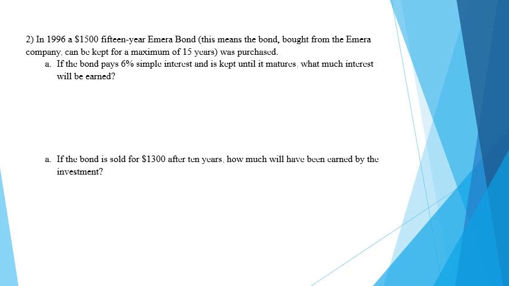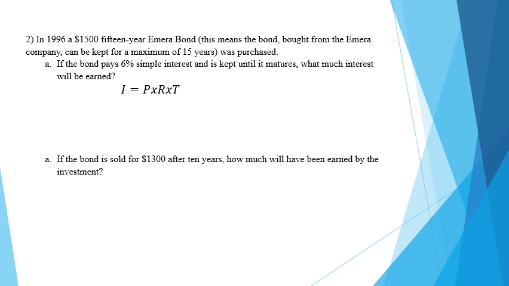So let's look at some examples. In 1996, a $1,500 15-year AmeriBond was purchased. So that means that $1,500 was put into a bond in 1996, and it's expected to be left there for 15 years. If the bond pays 6% simple interest and is kept until it matures, so for the full 15 years, what is the interest that will be earned?